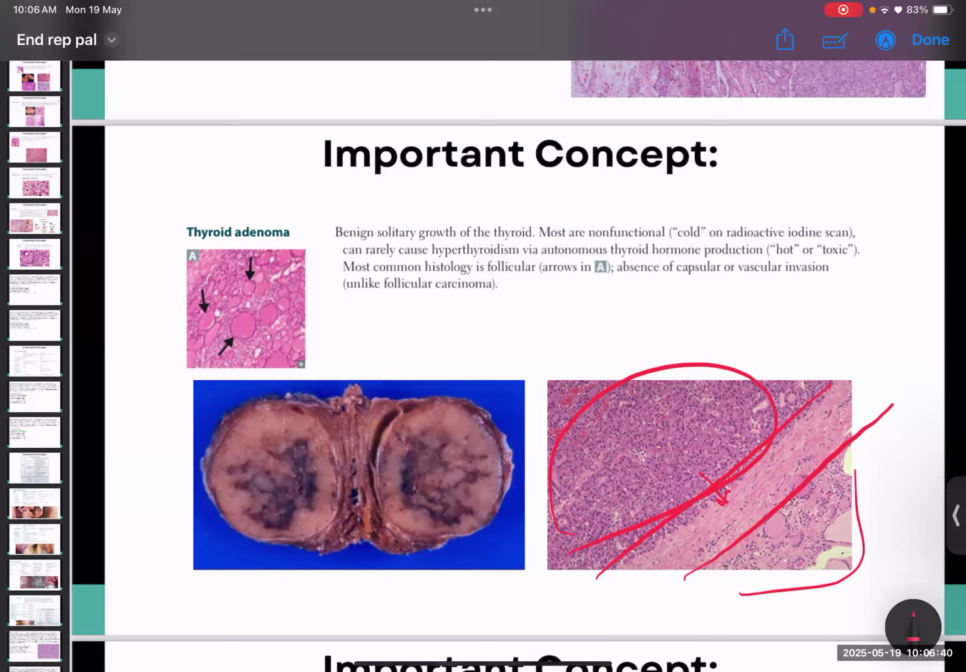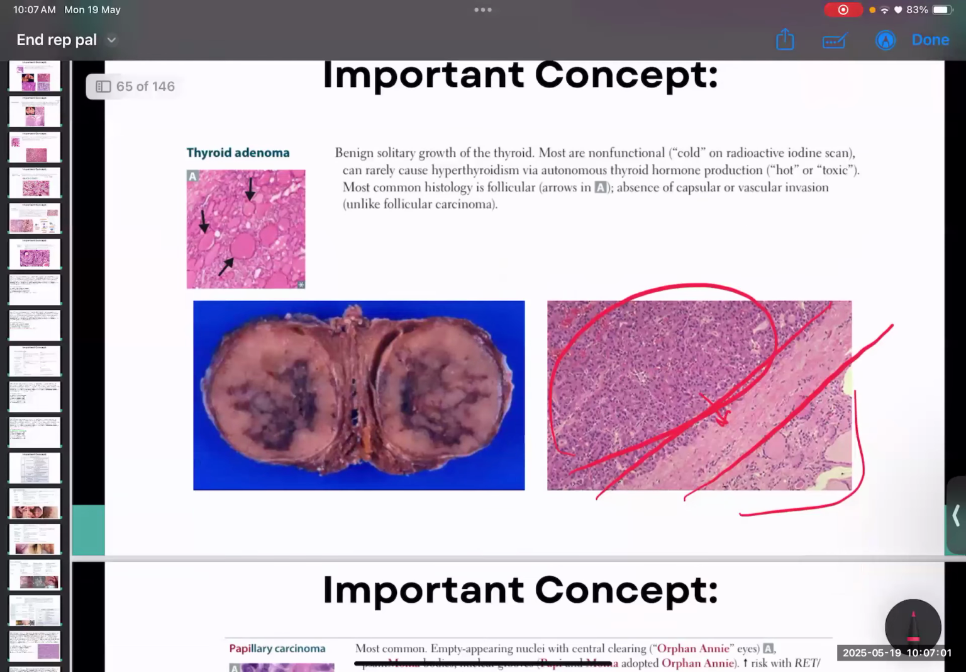Unlike follicular carcinoma, because follicular carcinoma and adenomas look very much alike on histopath, and you need to get a core biopsy to determine which one of them has vascular invasion and which one of them does not, and which one of them has capsular invasion and which one of them does not, okay? So that's that. Usually adenomas are cold or non-functional. They don't produce thyroid hormones.